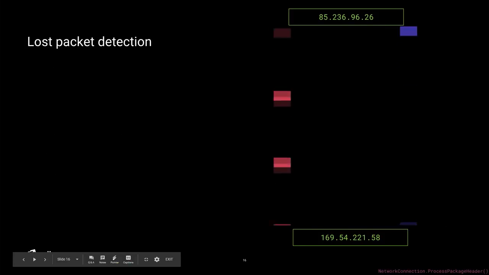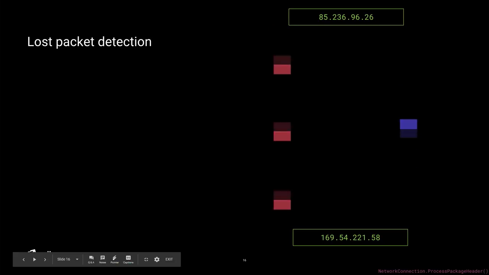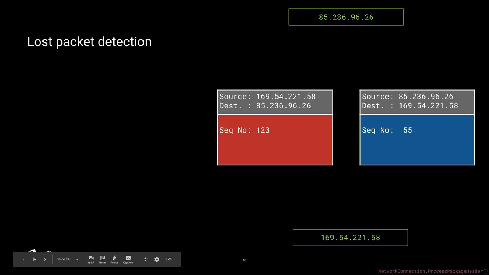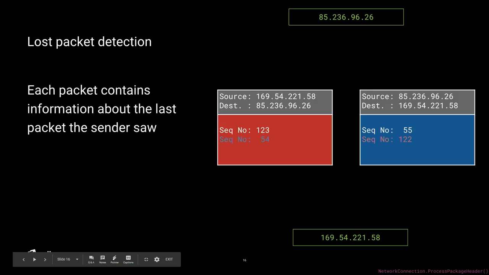And then there's lost packet detection. How can we do that? Well, we are simply going to add even more data. Each packet will now have not only its own sequence number, but it will also have the sequence number of the last seen packets from the other side. So let's take a look at the red packet. It's traveling north towards the server from the client. And it says, I'm number 123. But the last incoming packet from you, the server, was packet 54. And likewise, the other way around.